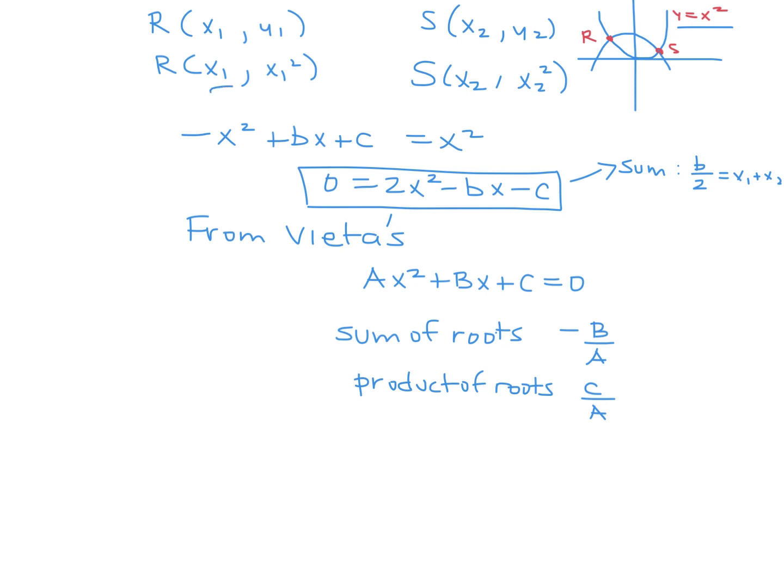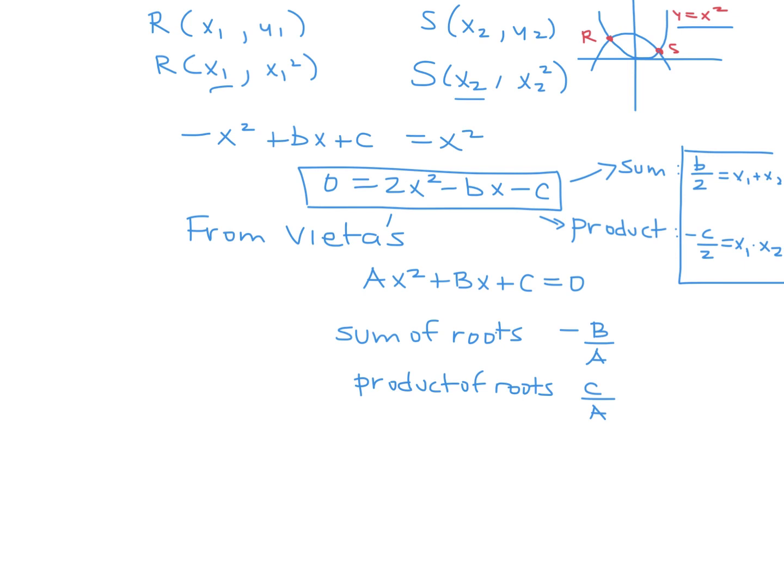Since those are our roots, basically our x coordinates, and then the product of the roots, according to Vieta's, if we apply it to that equation, would be c over a, would be minus c over 2, I believe. Minus c over 2, and that's basically the equivalent of x1 times x2. Okay? So we'll use that later on, but that's definitely going to be very important.